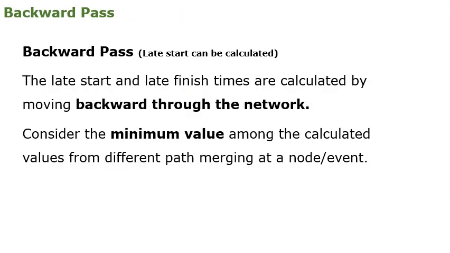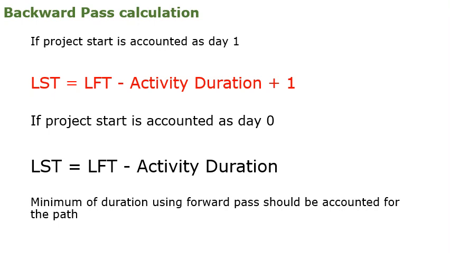Similarly, in the backward pass, late start can be calculated. This happens in a network moving backward. In this process, we take the minimum value from different paths of the activities. For example, if the project starts at day 1, then late start is calculated using the formula late finish minus activity duration plus 1. And if the project start is counted as day 0, then the formula will be late start is equal to late finish minus activity duration.